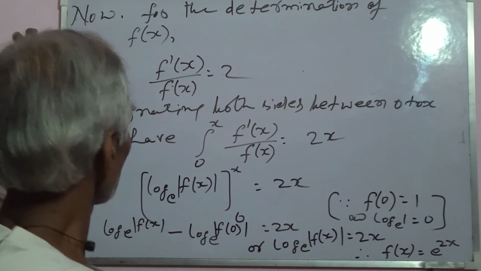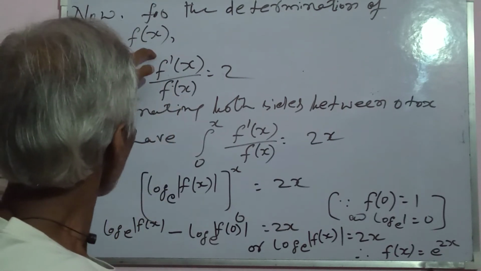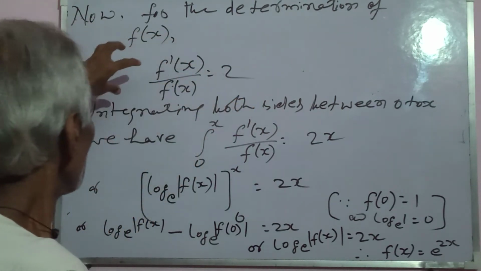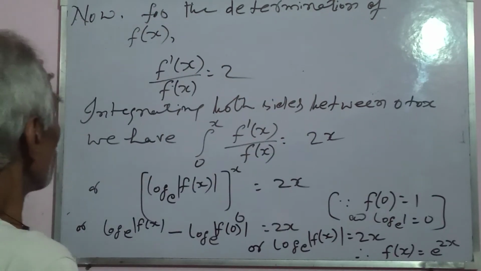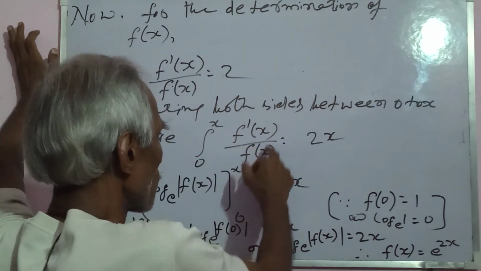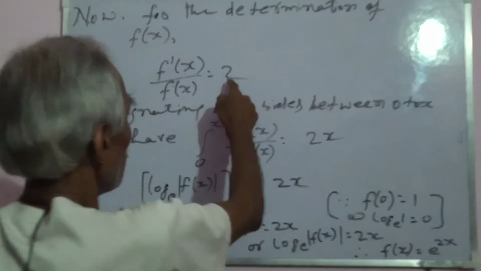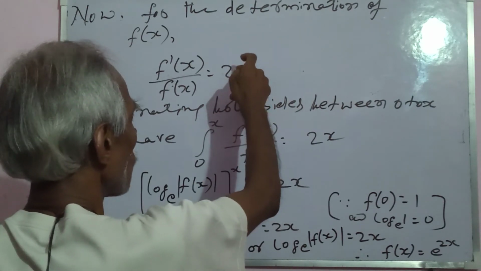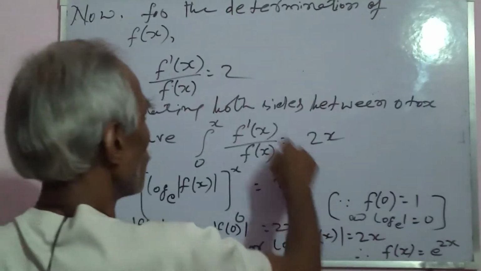Now for the determination of f(x), this is the second part. f'(x)/f(x) = 2. Now integrating both sides between 0 to x, with upper limit x and lower limit 0, the integral of f'(x)/f(x) dx equals the integral of 2 dx. How? On integration, here will be 2 dx, and we know the integration of dx is x, so here will be 2x.